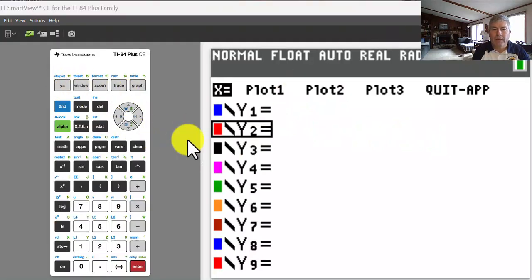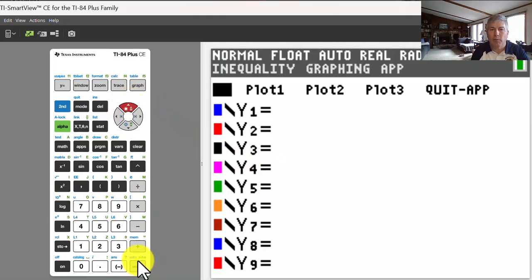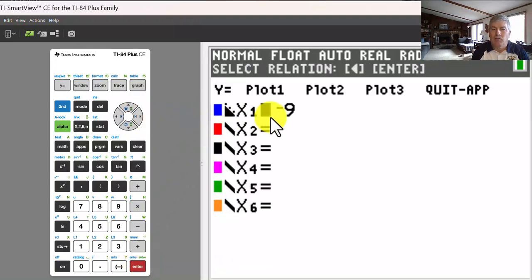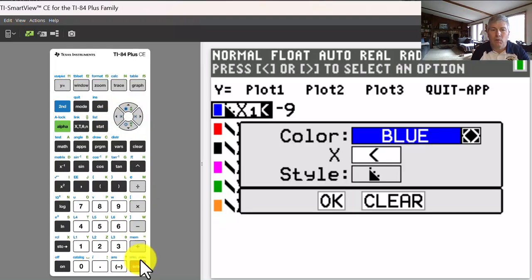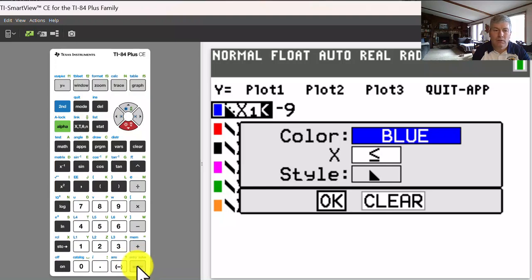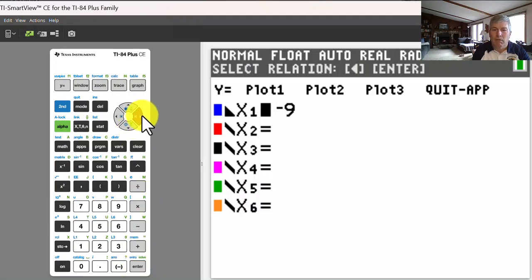So we hit y equals, we get our y equals menu. Let's go up into the x equals. It's highlighted. I've got something in there, probably from the last problem. And sure enough, I've got x is less than negative 9. But now I want the x's that are less than or equal to 18. So I'm going to go over and highlight that. Blue is fine. We want x's less than or equal to 18. That looks good. I need to change my negative 9 to 18.